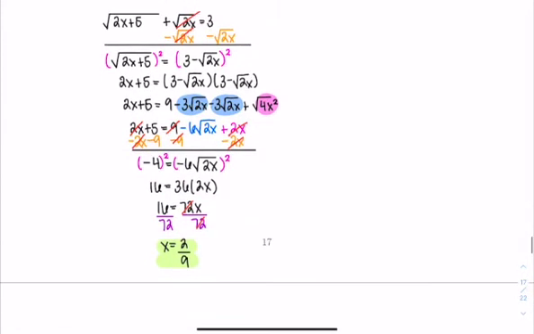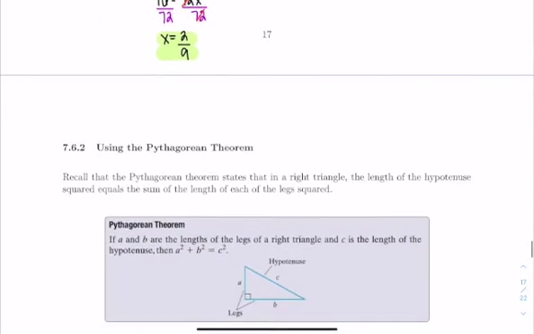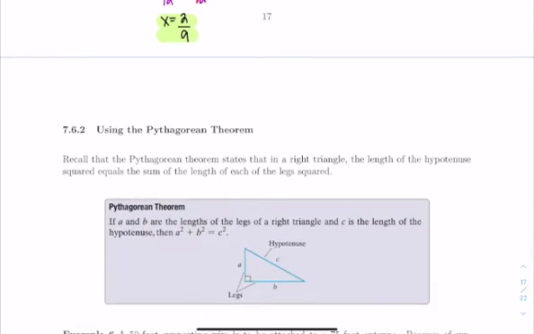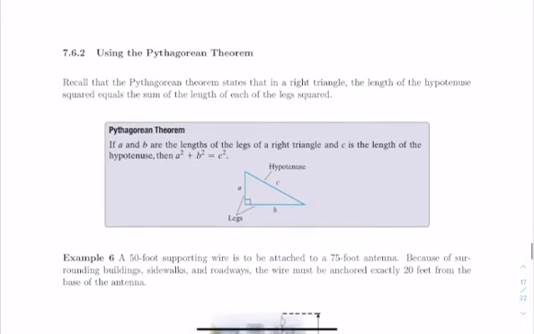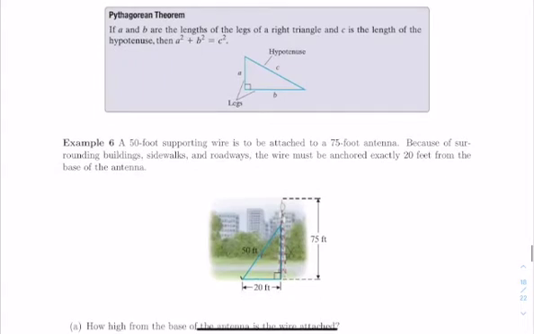Recall that the Pythagorean theorem states that in a right triangle, the length of the hypotenuse squared equals the sum of the length of each of the legs squared. Or a squared plus b squared equals c squared, where a and b are the legs and c is the hypotenuse. We're going to use this to solve example number 6.